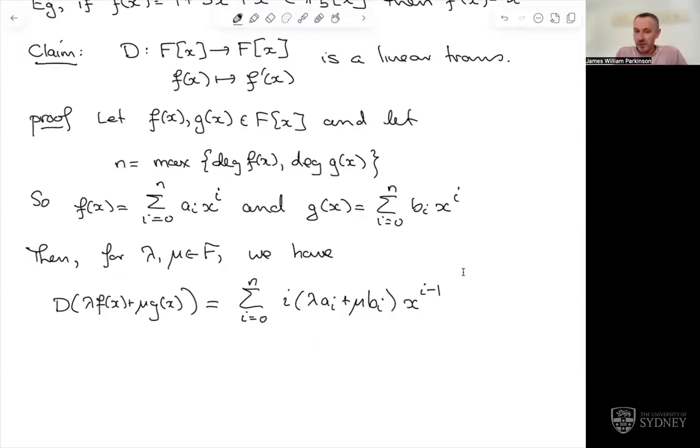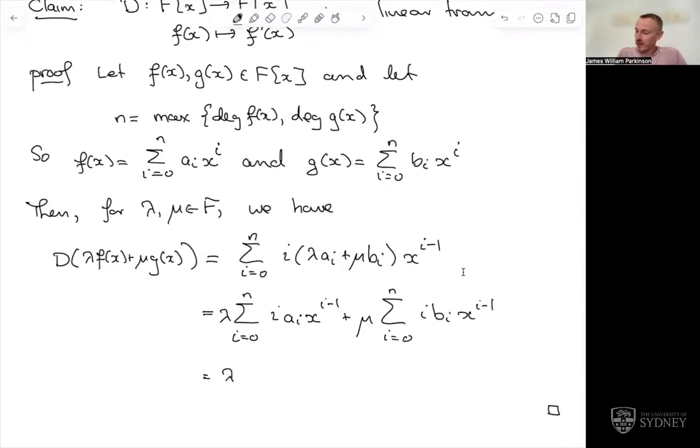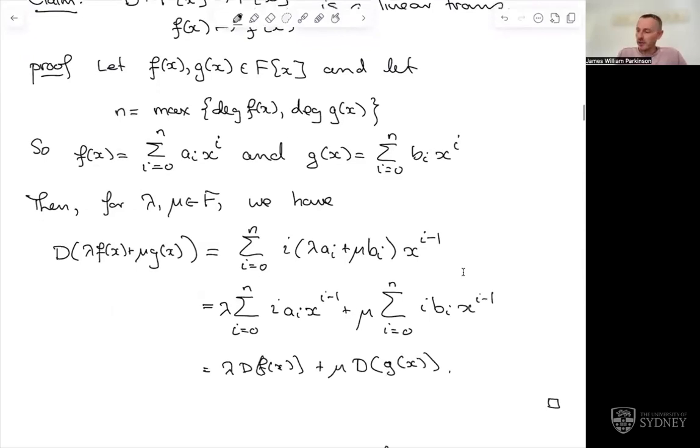But then, of course, this breaks up into a sum of two things: lambda times the sum of i a_i x to the i minus 1, plus mu times the corresponding sum for g. Anyway, not rocket science, of course. And this is what we were after. This is lambda D of f of x plus mu D of g of x. Okay, good. So that's a linear transformation.